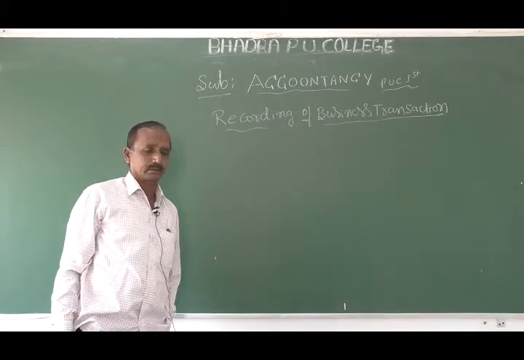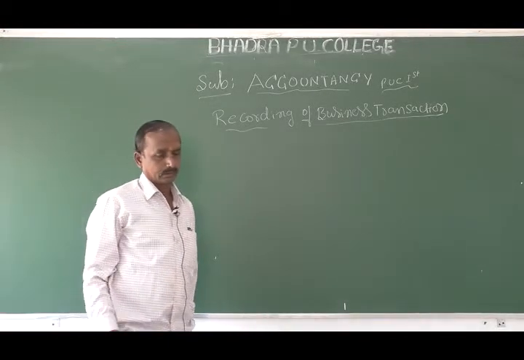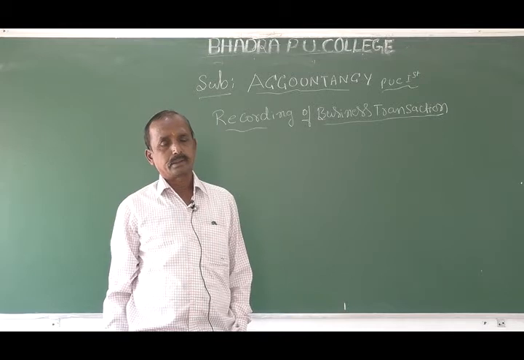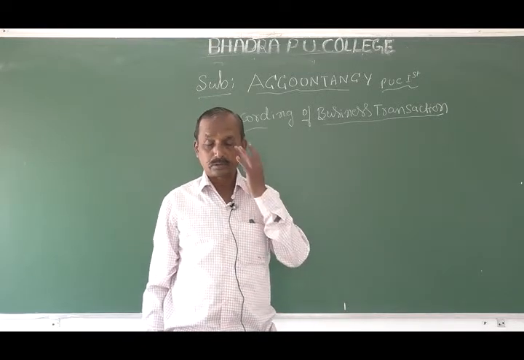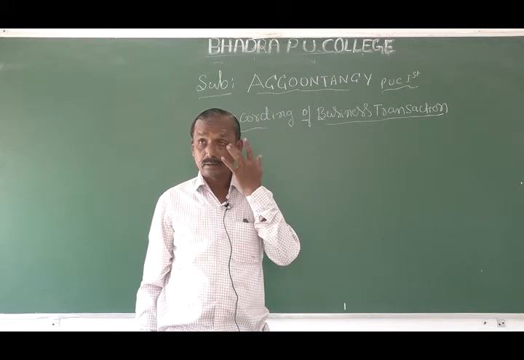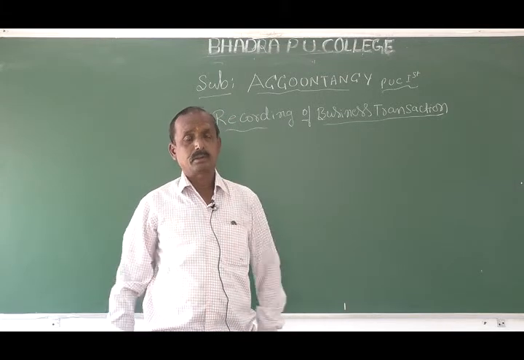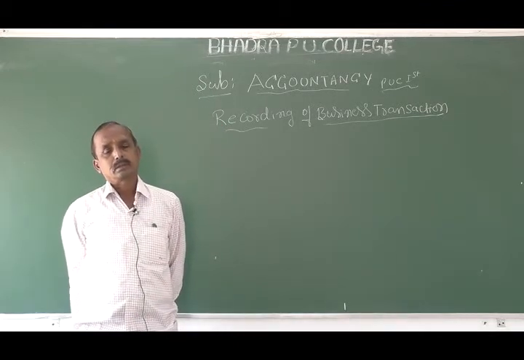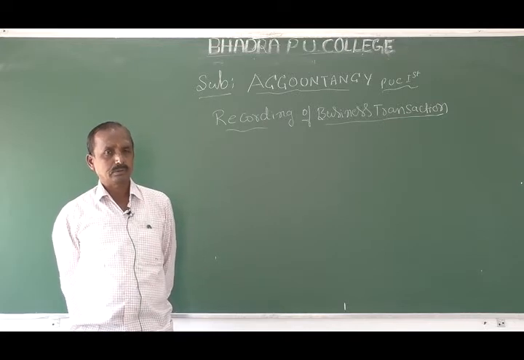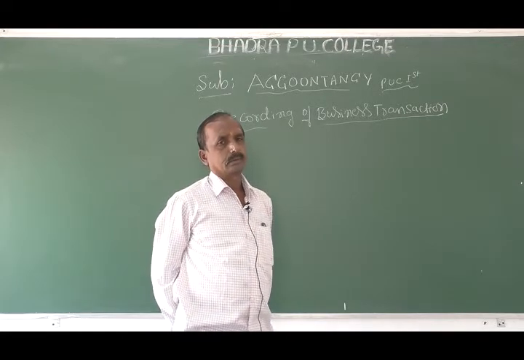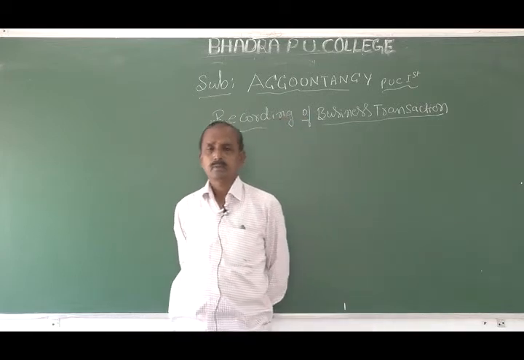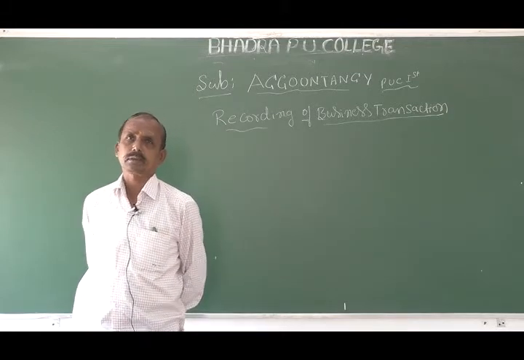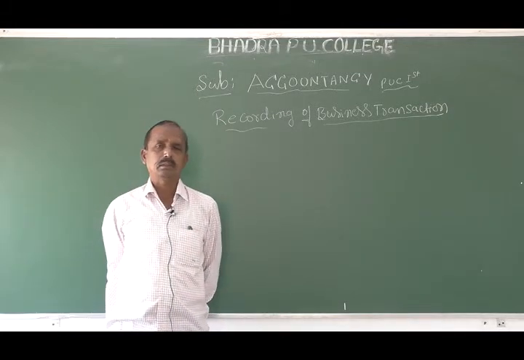Recording of business transactions. Already you were told about the classes, the uses of debit and credit, and the rules of debit and credit according to the American system of bookkeeping and also the English system. According to the English system, there are three accounts: personal account, real account, and nominal account.